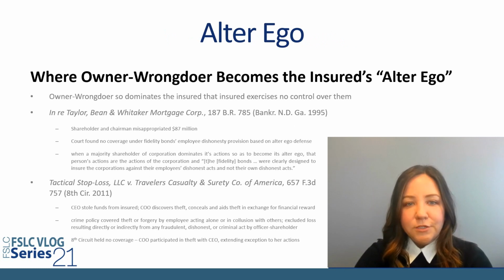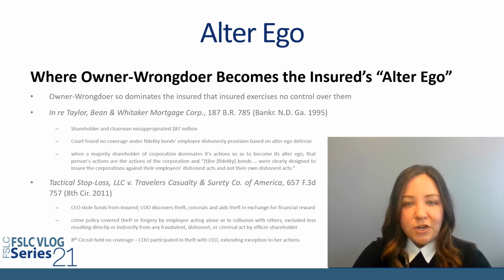Insureds can rely on this control analysis to successfully defend against coverage claims where an owner wrongdoer so dominates the insured that the insured exercises no control over him and he instead becomes the insured's alter ego. For example, in Retailer, the insured's shareholder and chairman misappropriated $87 million from the insured corporation, who later sought coverage under its employee dishonesty provision.